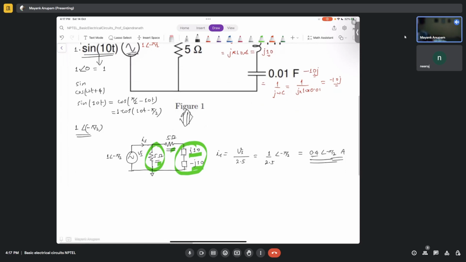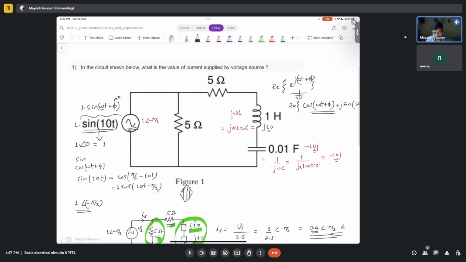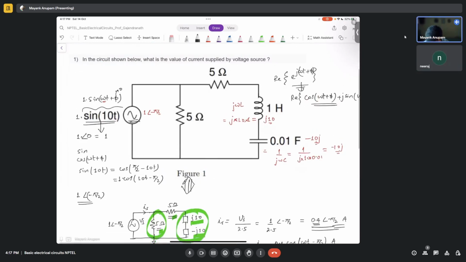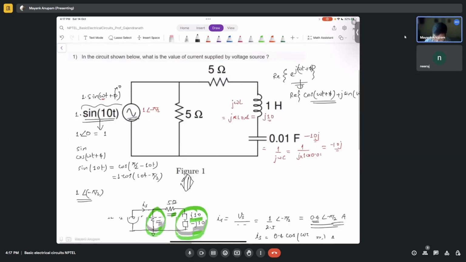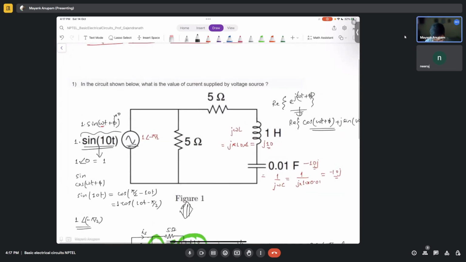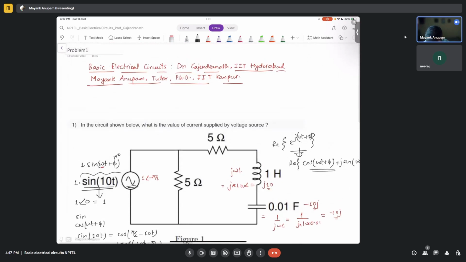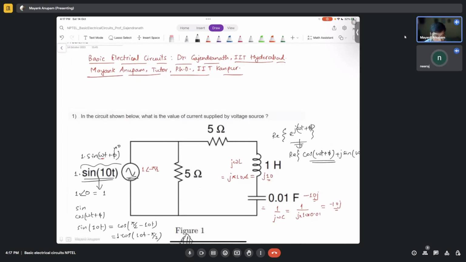We'll simply take the magnitude here. This is 0.4 cos of omega t minus pi by 2 amperes, right? Isn't it? Okay, sir. Yeah, so this is an easy thing to do, right? Is there any doubt in this question? I guess not. This was very straightforward. So moving on.